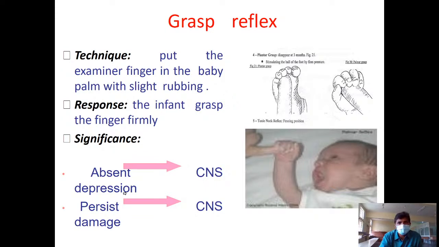So the technique is to put the examiner's finger in the baby's palm with slight rubbing, and the infant grasps the finger firmly. The significance is that when there is an absent grasp reflex, it indicates CNS depression. When there is a persistent grasp reflex, it indicates CNS damage.